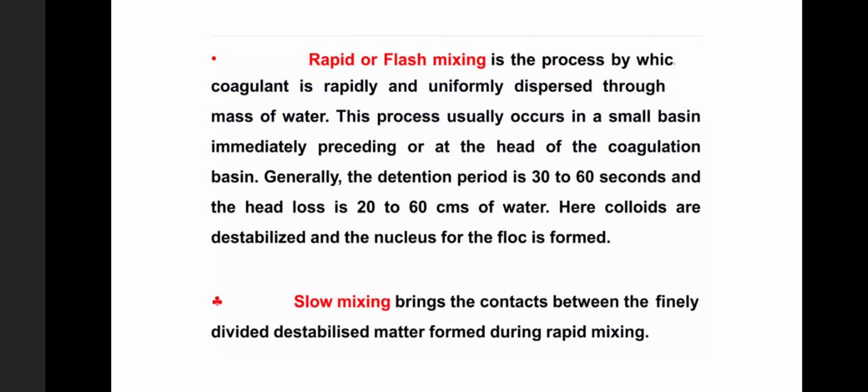Next one is rapid or flash mixing. It means it is purely mixed with the help of a mechanical device. Here a coagulant is added either in grams per liter or mg per liter, and then we allow the mixing process to be vigorous. I mean the speed of the mixing is fast. Normally the detention period is about 30 to 60 seconds at the time of mixing, and the head loss of water is allowed for about 20 centimeter to 60 centimeter.